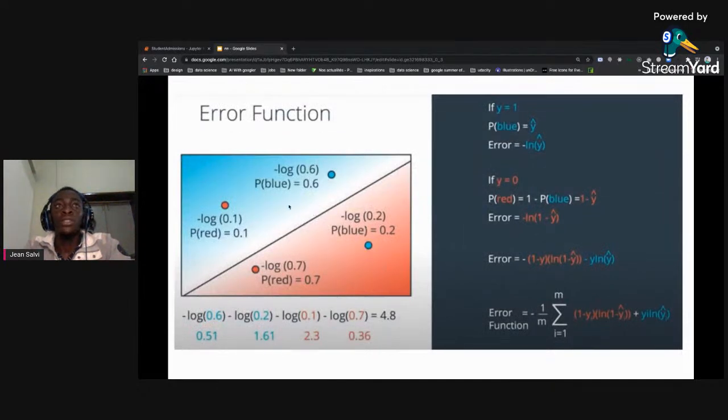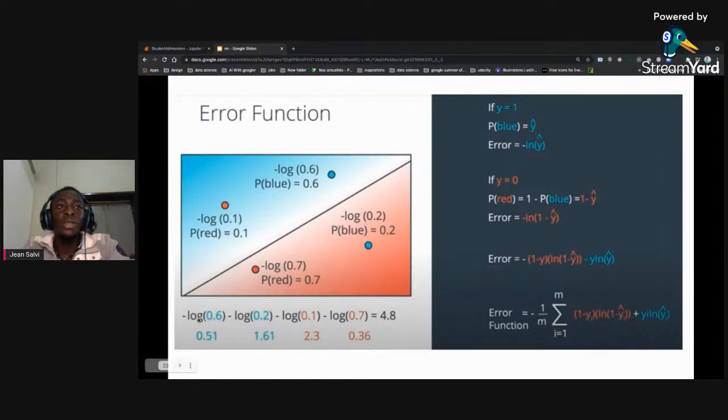So for the error function, let me explain a bit about it. We have this line that separates the points. Here, the probability of the point being blue is 0.2. It's not blue, it's in the red area and it's misclassified, so it has a very low probability, and as you can see here, it has a high cross entropy. As I was saying, cross entropy takes the error, how badly this point is misclassified. If this point is correctly classified, it has a very low cross entropy compared to this one.